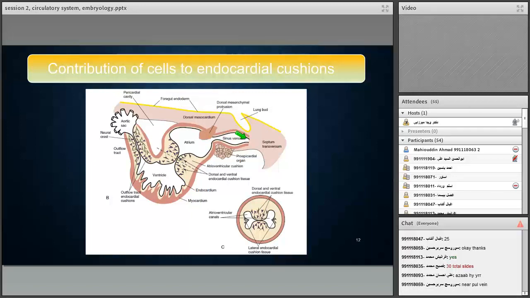And also in this picture we can see the superior and inferior endocardial cushions. These are the lateral endocardial cushions. The superior and inferior endocardial cushions are also called dorsal and ventral cushions.